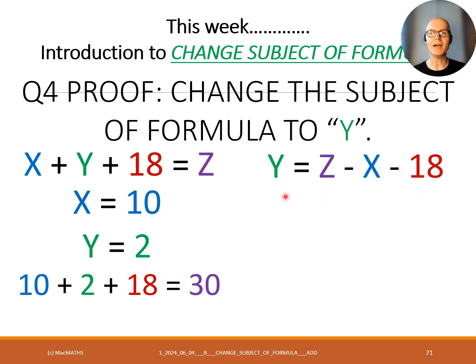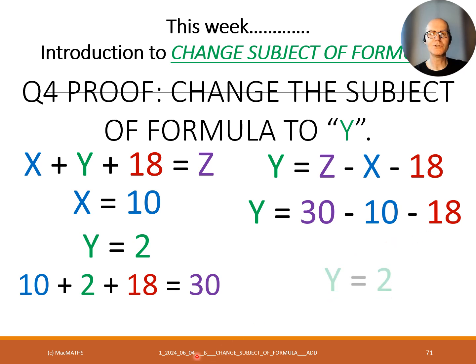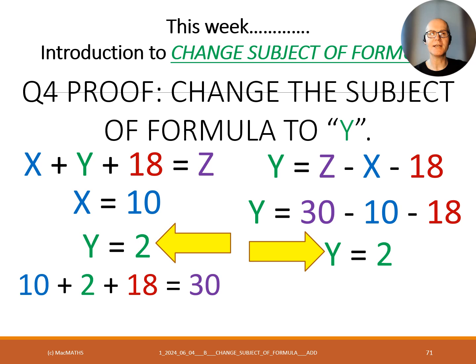Let's put that into our changed formula where we've changed the subject to y and see if it's balanced. On one side of the formula we have 30 for z, 10 for x, minus 18. 30 minus 10 is 20, minus 18 equals 2. So we have y equals 2 on one side, and we have 30 minus 10, which is 20, minus a further 18, which equals 2. We have 2 on one side, 2 on the other side. It's balanced, so that is correct.